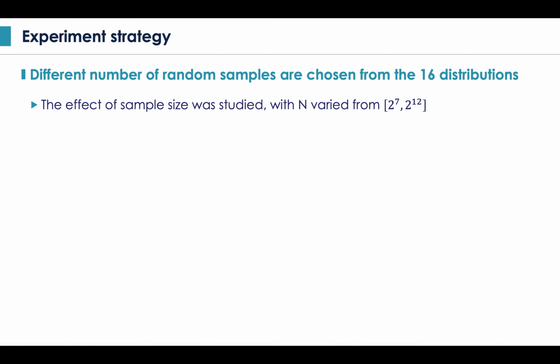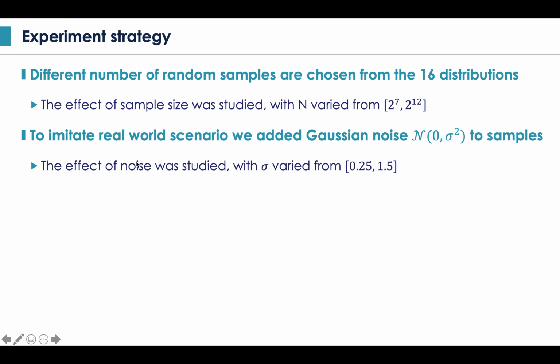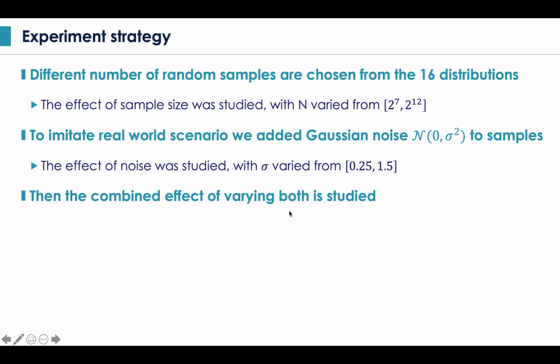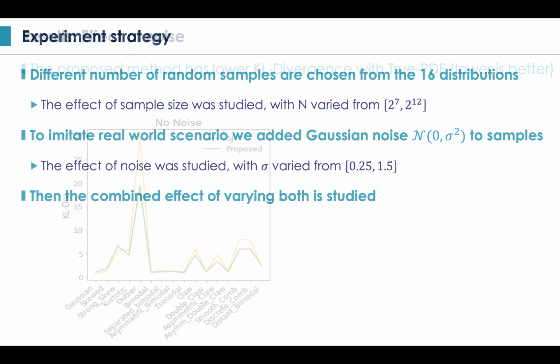The strategy is that we'll take multiple random samples from the data with different sample sizes, and we'll vary n between 2^7 and 2^12. We'll also vary the Gaussian noise, because in the real world the data would be noisy. So we'll vary sigma from 0.25 to 1.5. Then we'll also vary both of them together.